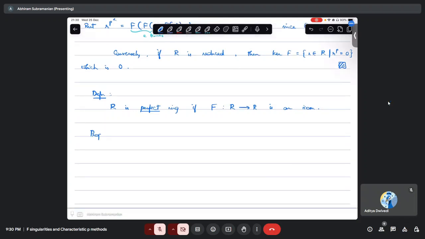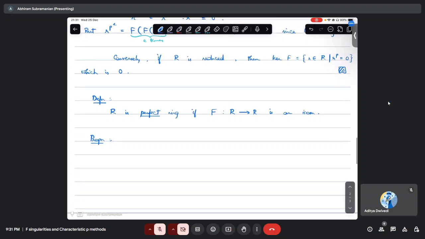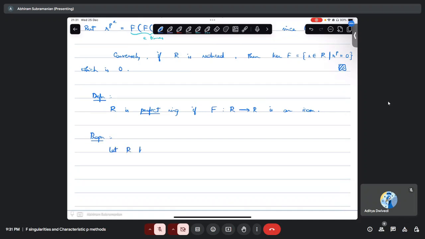Now this is a result which I did not expect. I was kind of just fumbling around it. In fact, let R be a Noetherian ring as we have before of characteristic p greater than 0, then R is perfect if and only if F is surjective. So to answer both of Aditya's questions, surjectivity implies injectivity, and hence it's an isomorphism.